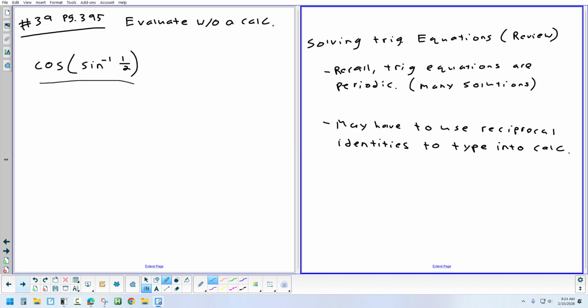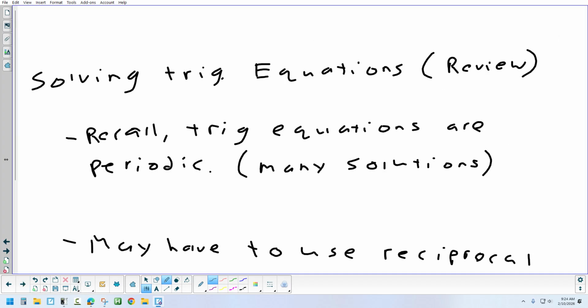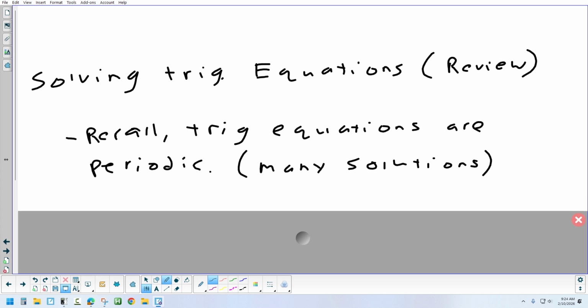Okay. So let's look at this. So we're going to look at something we've kind of done before, solving trig equations. Remember that trig equations are periodic. So if they ask you for all solutions, I think I said this once today already, what do you have to put on the end of your solution to represent all solutions?